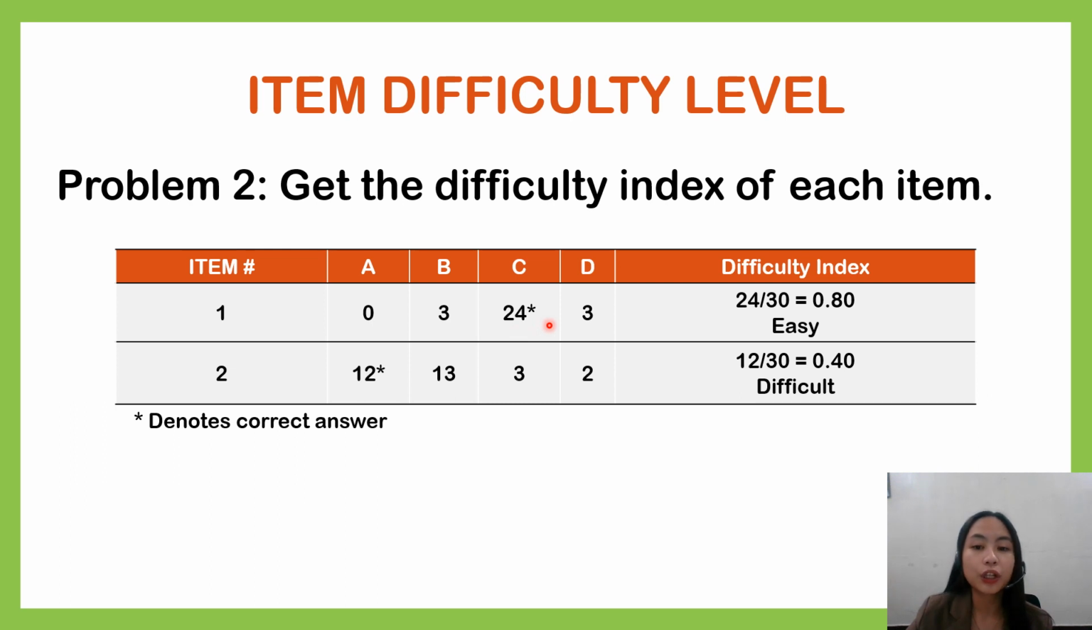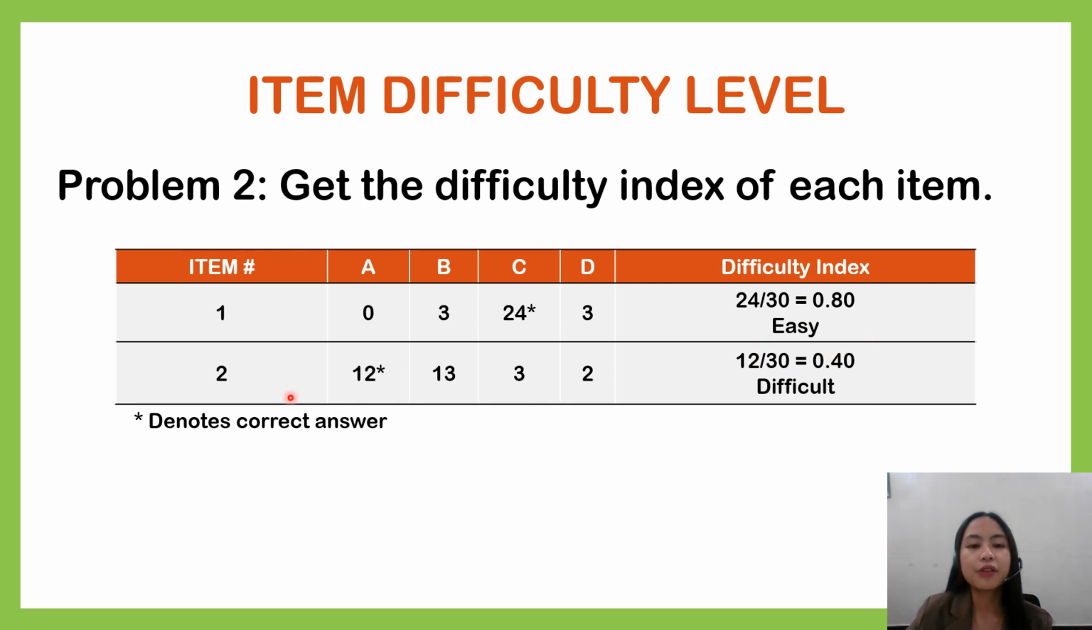Ilan ang total number ng students na sumagot ng number 1? That is 24 plus 3 plus 3, that is equal to 30. So 24 divided by 30 is equal to 0.80, and the item number 1 is easy.